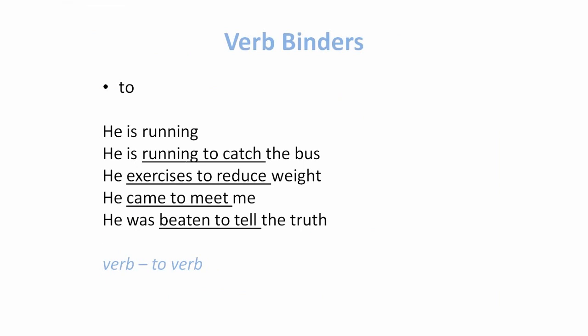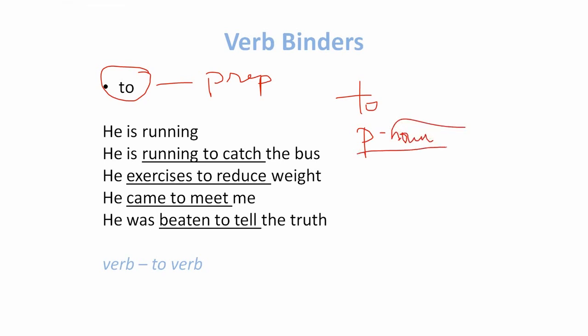Before we learn about "to" as a verb binder, we must understand that "to" is a preposition. Correct? So, "to" being a preposition, after a preposition you get a noun. That's what we learned under noun binders, right? But here we are saying that "to" is a verb binder. So what does that mean? It means that "to" can get a noun after it or even a verb after it. And "to" is the only preposition that can get a verb after it. So let us look here to understand better.